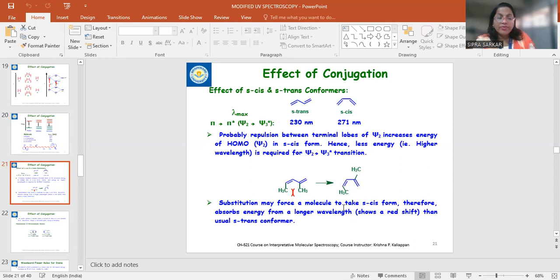Suppose we take one compound that also has the same cis configuration, but the functional groups are placed in different positions. We are not saying the functional groups are different; the functional groups are the same, but their positions are different. Cis and trans: substitution will force a molecule to take a cis form and therefore absorb energy at a longer wavelength than under usual spectra.